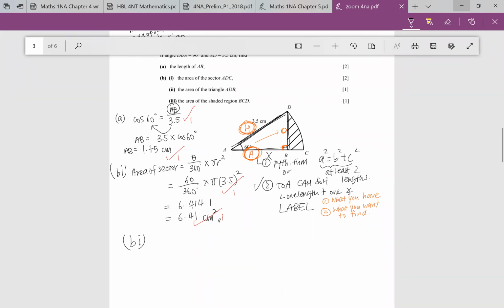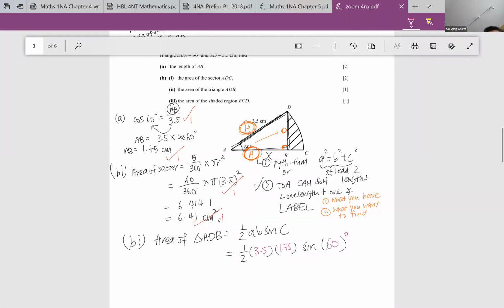Area of triangle leh. Half AB sin C. Okay, so you got the first step correct. So can you help me identify my A, B, and C? 3.5 and 1.75, very good. Then the angle is 60. Wow, well done. Okay, thank you very much.